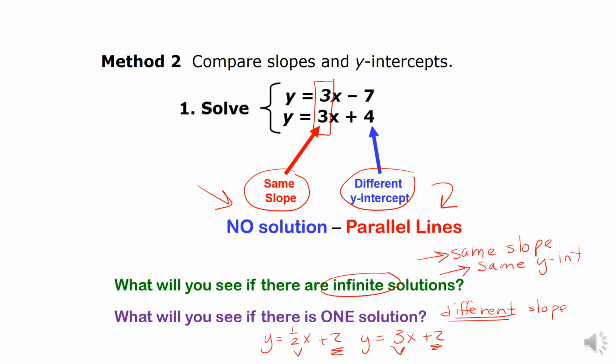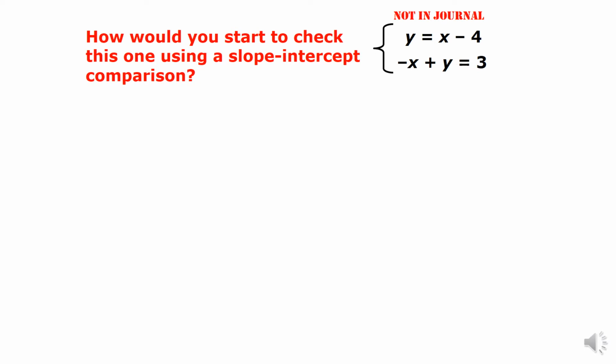A different slope, boom, one solution. Any lines that have a different slope will eventually cross. Okay, so how would you start to check this one using a slope-intercept comparison? Well, the first thing you want to do is put it into slope-intercept form. So I'm going to add the x over here, always do this first, equals x plus 3.